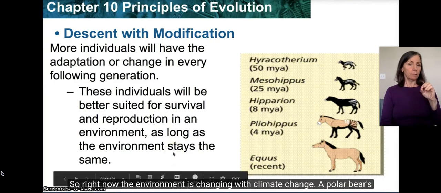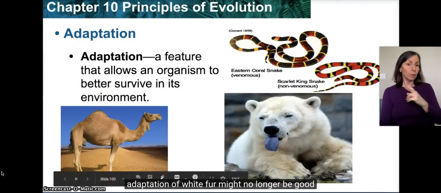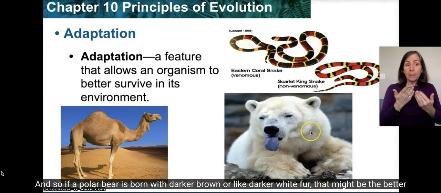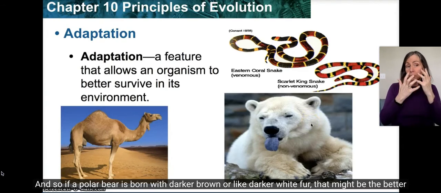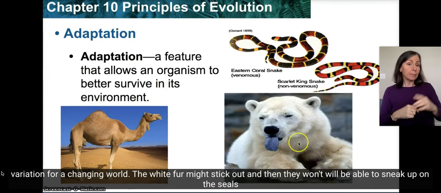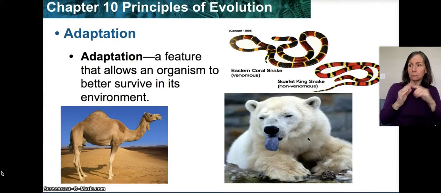So right now the environment's changing with climate change. A polar bear's adaptation of white fur might no longer be good. And so if a polar bear is born with darker brown or darker white fur, that might be the better variation for a changing world. The white fur might stick out, and then they won't be able to sneak up on the seals.